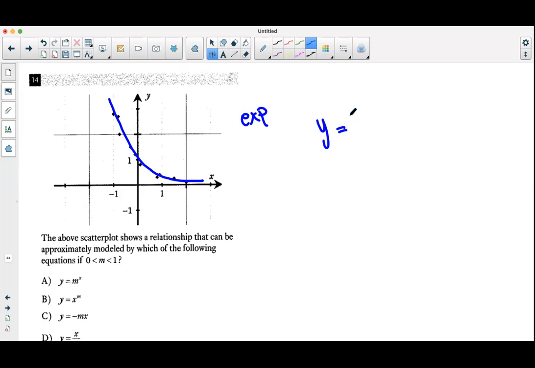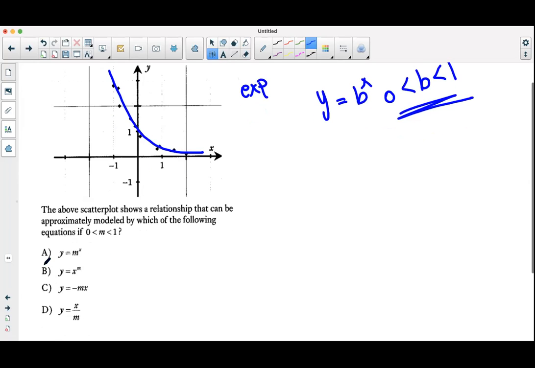Since it passes through 1, I'm looking for b to the x power, where b has to be less than 1, and in fact greater than 0 as well. And that's exactly fitting here. So therefore, our answer should be choice A. That's what we end up getting.